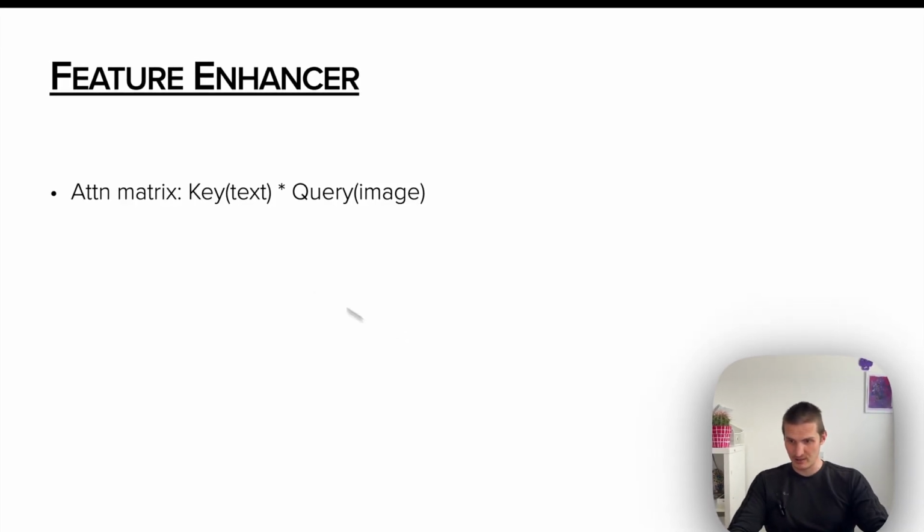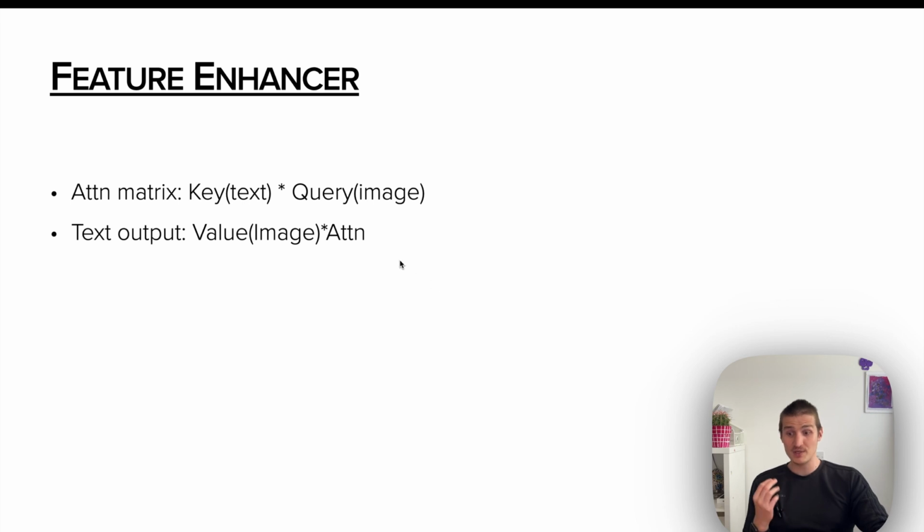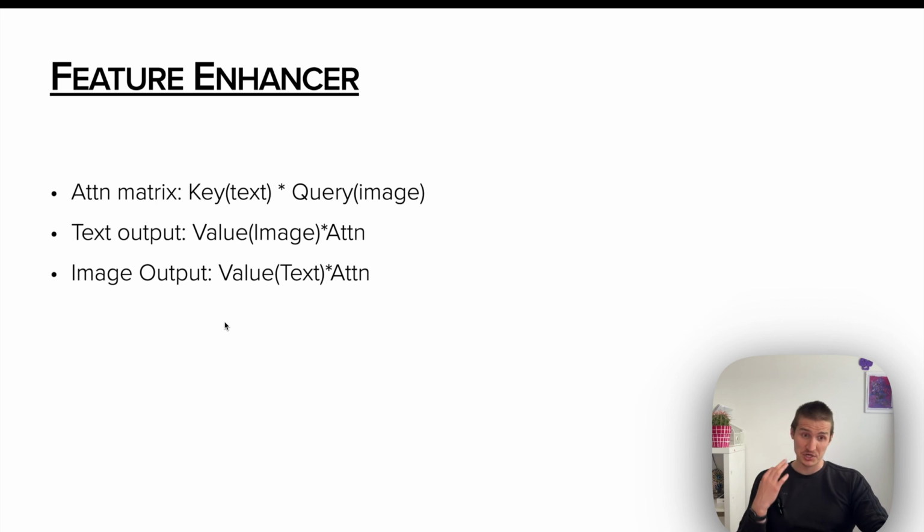So to reiterate, we have our attention matrix, which is basically a key projection of text sequence times query projection of image sequence. Then we use that same attention matrix twice. So first we multiply the value projection from image by this attention mask and we get the text output. And then we multiply the value projection of text to get the image output.